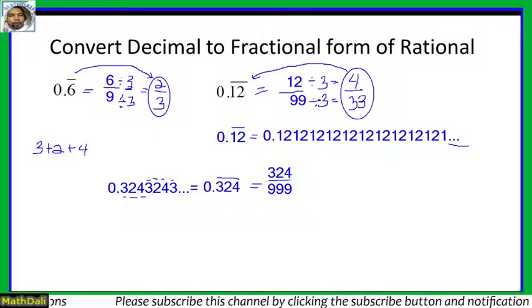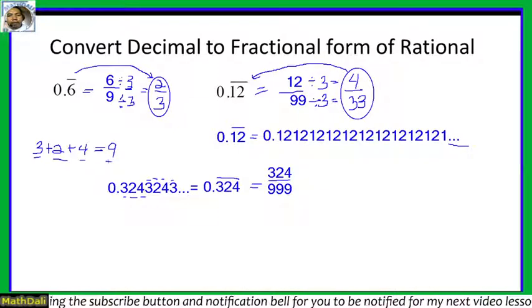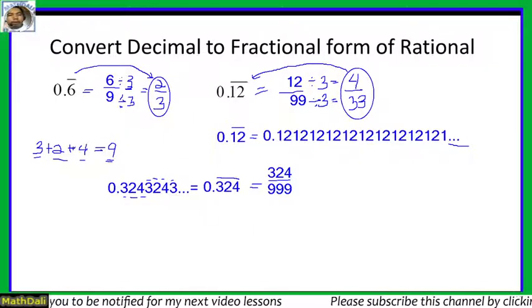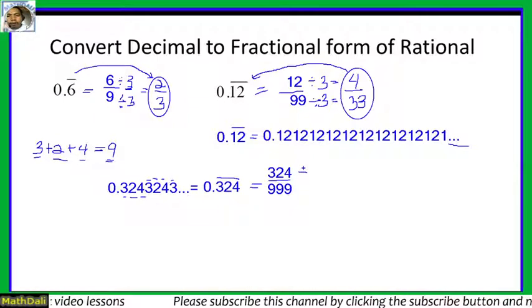Kung yung sum ng digit natin, 3 plus 2 plus 4, that is equal to 9. Kung yung sum ng digit ay multiple ng 3, then that is divisible by 3. So, pag pinag-add nyo to, 3 plus 2 plus 4, that is equal to 9, at yung 9 ay multiple ng 3. So, pwede natin tong i-divide both yung numerator and denominator ng 3.